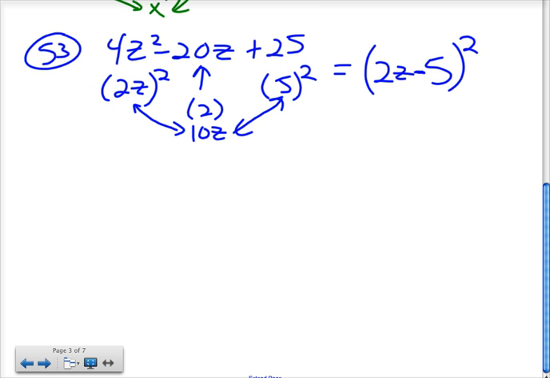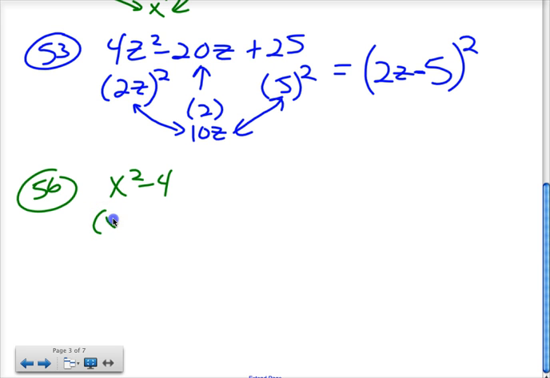Then number 56 has x squared minus 4. And again, this is not a difficult problem, but I want to talk you through the process. First things first, common monomial factor. Nothing we can do there. There isn't anything that we can pull out.